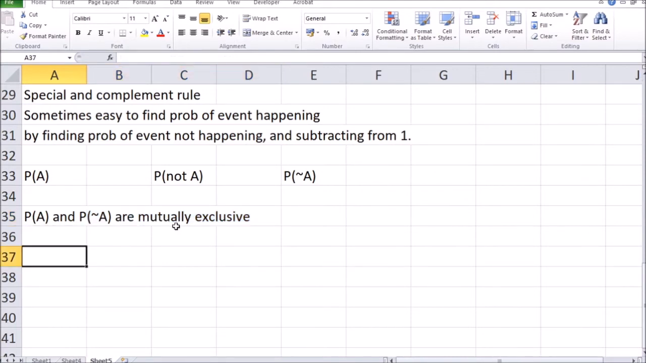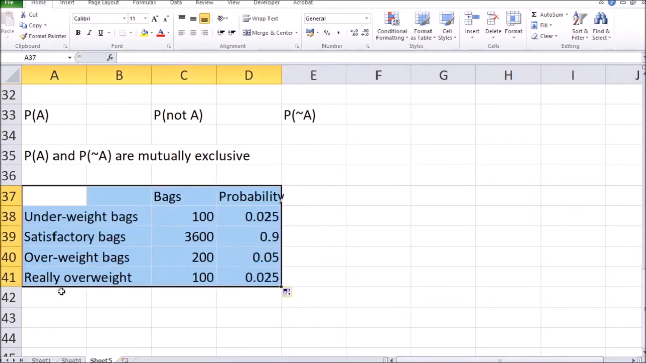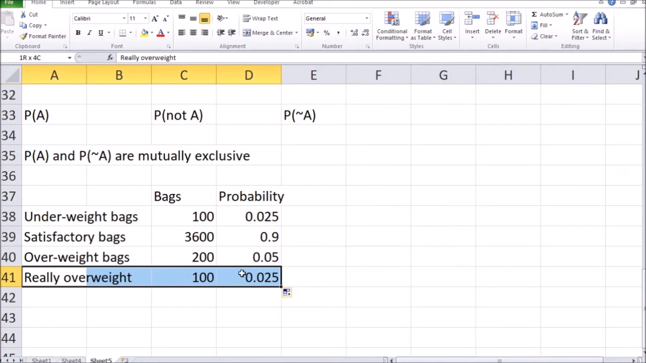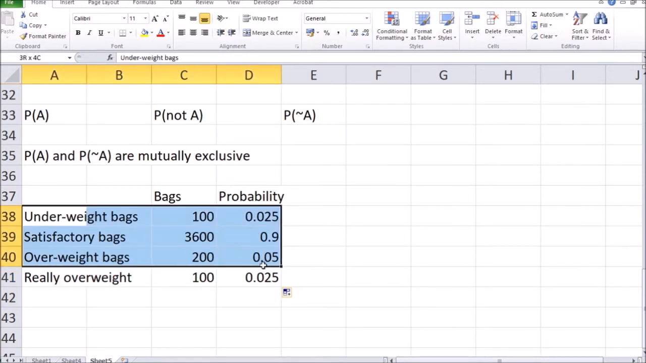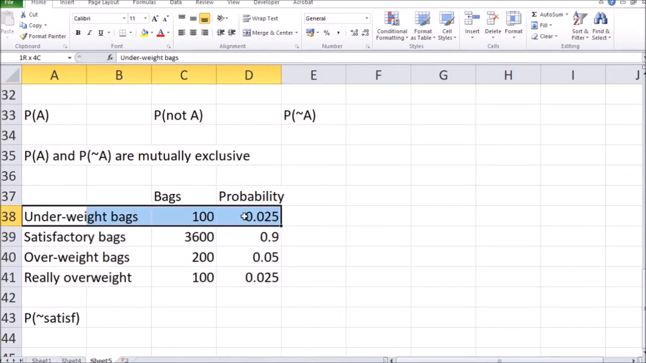Let's have a look at another example. Let's copy this data and complicate things a little bit. In this data, we add one more row, really overweight bags. Out of 4,000 bags, let's say 100 bags were really overweight, 200 bags were moderately overweight, and the rest as in the previous example. Let's say you want to calculate the probability of the bags being unsatisfactory. One way to do that is to add up all the probabilities that correspond to all the outcomes except the satisfactory one. But perhaps it's a bit time consuming.